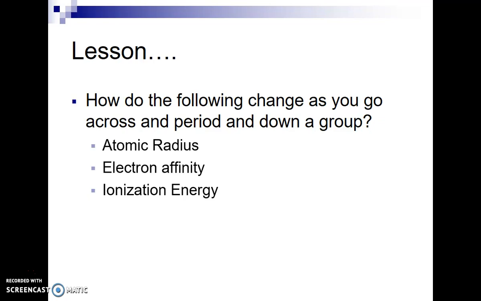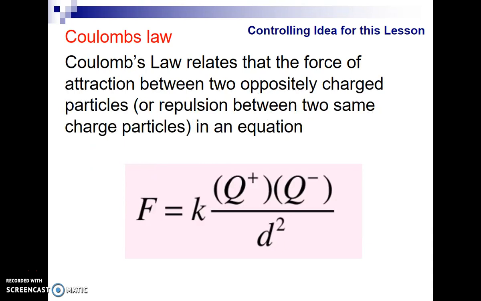Like I said on Friday, this online lesson, or video lesson, is going to explain how atomic radius, electron affinity, and ionization energy change as you go across a period, and down a group. Now, for this lesson, the controlling idea is going to be something known as Coulomb's law.